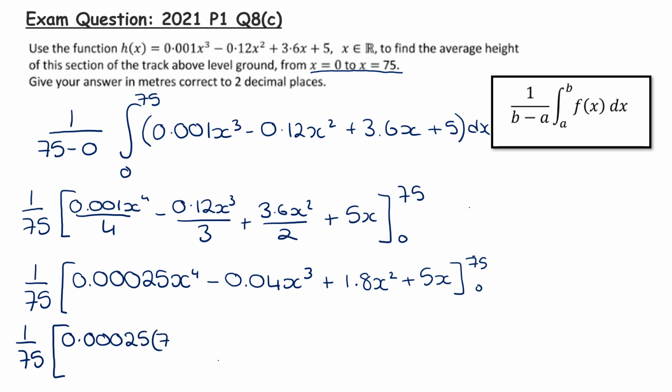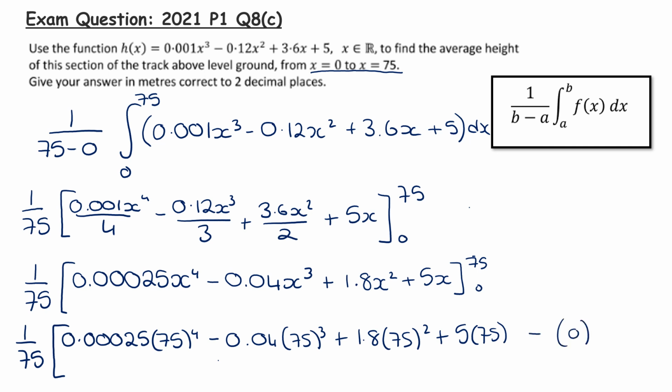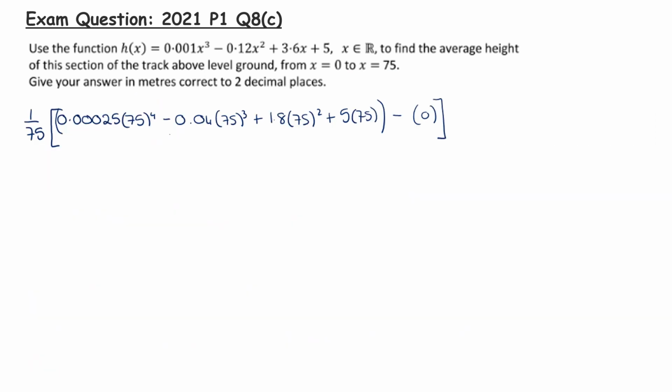0.00025 times 75 to the power of 4 minus 0.04 times 75 to the power of 3 plus 1.8 times 75 squared plus 5 times 75, and then effectively I would end up taking away a 0 there at the end, which is going to make absolutely no difference. So if you want to do that, just be very, very mindful that subbing in a 0 does not always lead to a 0 answer, especially if we're doing trigonometric functions or if we're working with e's. So let's go to our calculator for this.